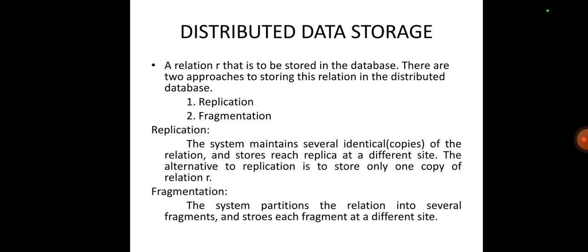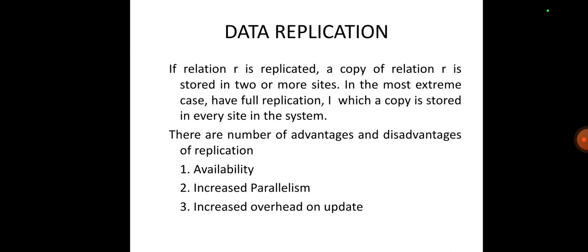Fragmentation. The system partitions the relation into several fragments and stores each fragment at a different site. Fragmentation and replication can be combined. That is, a relation can be partitioned into several fragments and there may be several replicas of each fragment. Data replication. If a relation R is replicated, a copy of relation R is stored in two or more sites. In the most extreme case, we have full replication, in which a copy is stored in every site in the system.